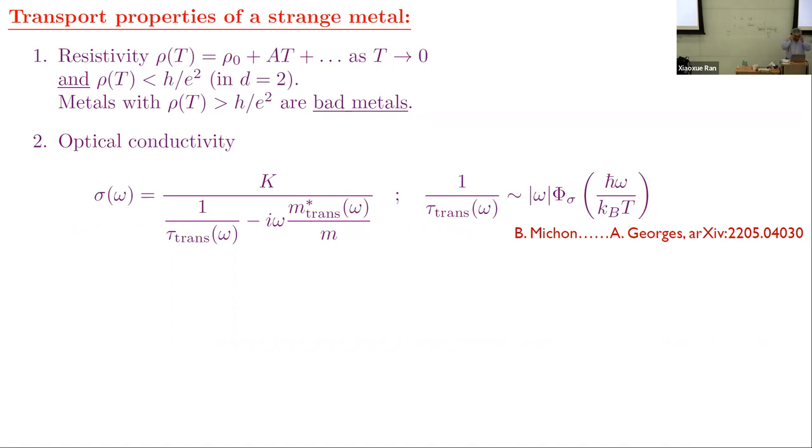The question is, does linear-in-T resistivity always signify a strange metal? The answer is, that's my definition of a strange metal, yes. There's certainly no shortage of data of that behavior. So that's what I'm trying to describe.